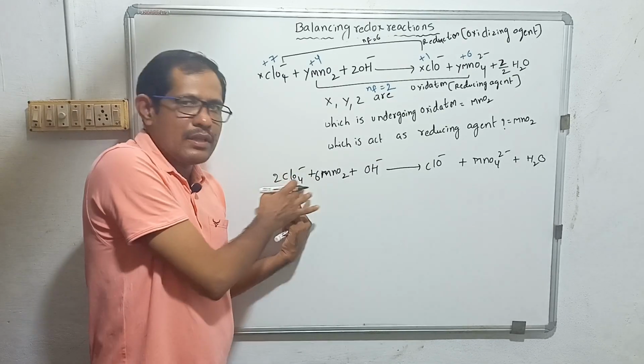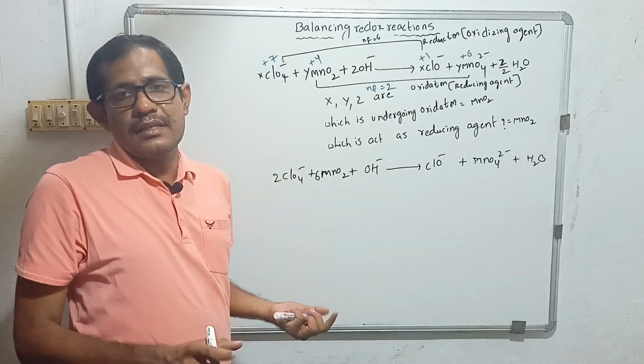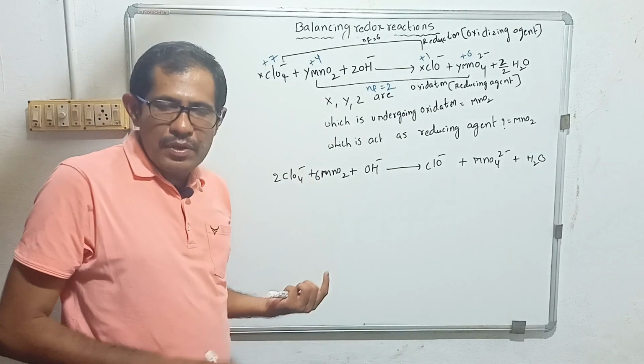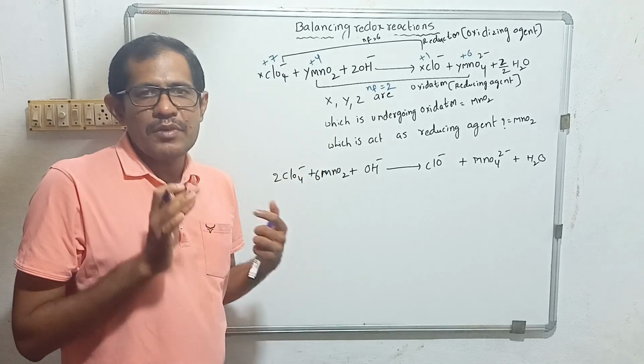If they are divisible, they are divisible by 2. Both are divisible by 2. So always take the simplest ratio. If you take the simplest ratio, then you won't get mistakes. Your balancing of the redox reaction will be easy.